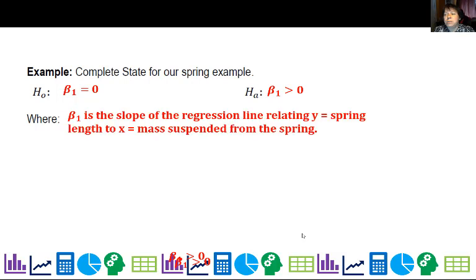So beta 1 is the slope of the regression line relating the y, which is the spring length, to x, which is the mass suspended from the spring. Please be sure when you're doing your hypothesis to say what the variable represents. Don't just give me these two lines. You get dinged for that.